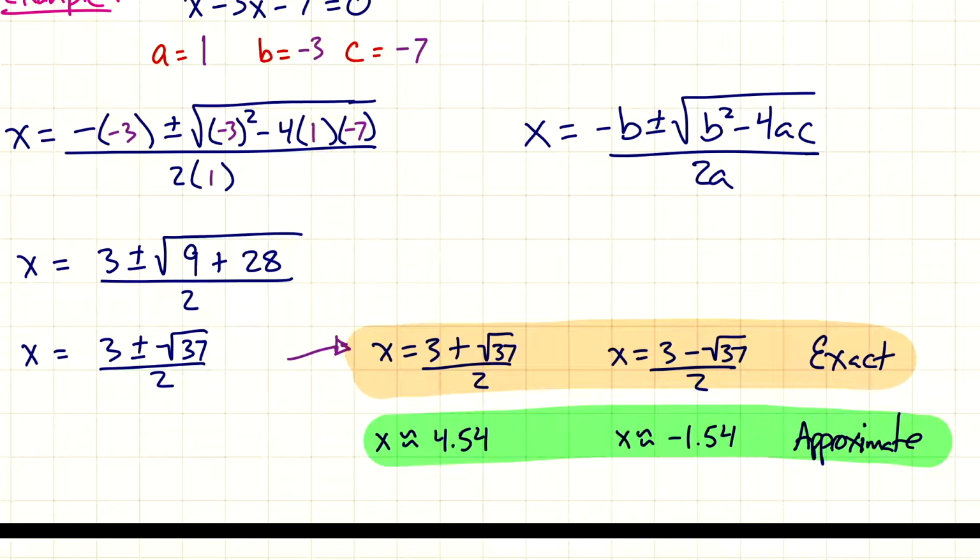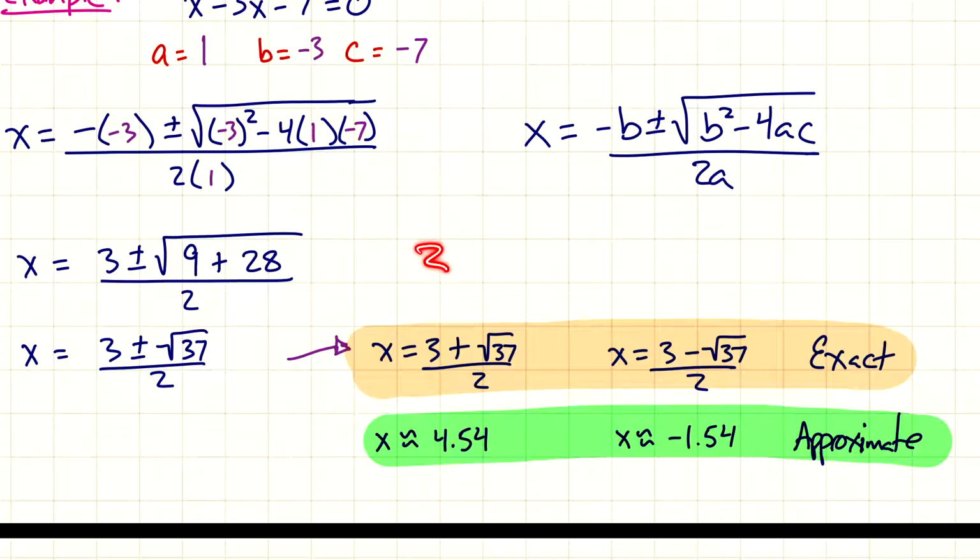So here we have our two answers. We have our positive and our negative, or the plus and minus versions of our two answers. That would be our exact answers. And if we type that into a calculator, we would get these decimal answers as our approximate. So be careful when you do type it into a calculator.